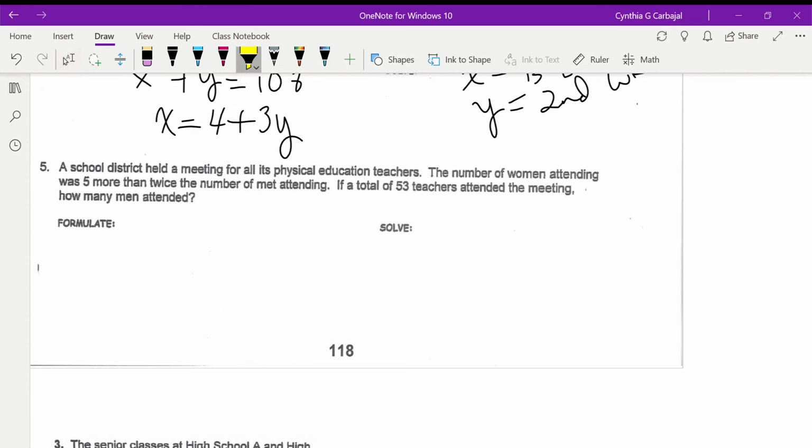So again, they give us a total. So I'm going to start with that one. It's always the easiest one. So we set it equal to that total. Total is always addition. And what are we talking about? Men and women.